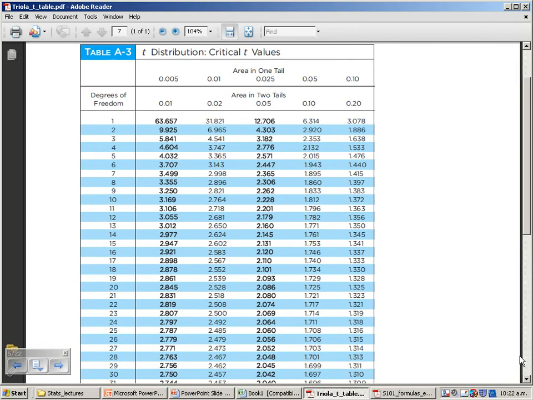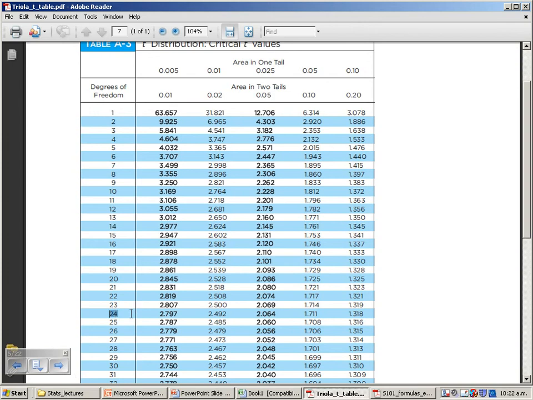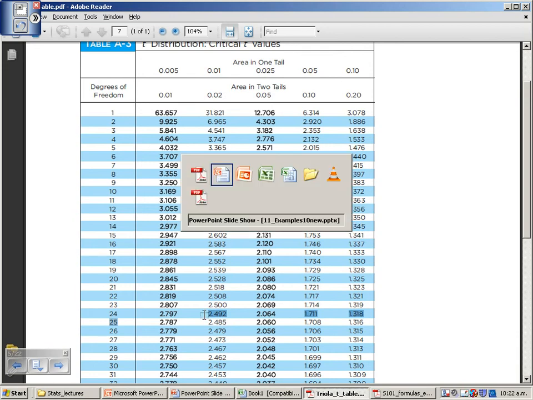So going down the left-hand side to 24 degrees of freedom here, and notice across the top we have two expressions, area in one tail, area in two tails. So we're looking at area in one tail of 0.01, and if we intersect that 0.01 column with the row for 24 degrees of freedom, then we can see the figure that we're going to use here, which would be 2.492. It's not letting us write on the screen. So that would be our value.